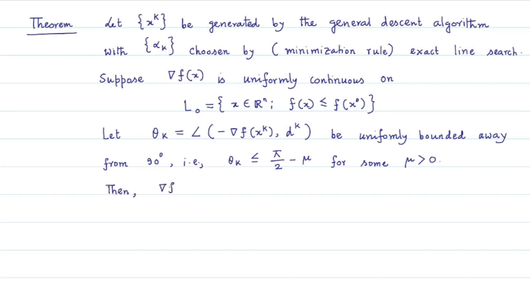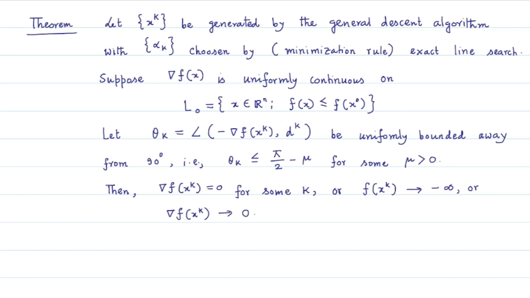Then grad f of xk is equal to 0 for some k. That is, you will get a finite value of the iteration number k for which xk is exactly a stationary point, or the sequence of numbers f of xk diverges to negative infinity, or the sequence of vectors grad f of xk converges to the null vector.